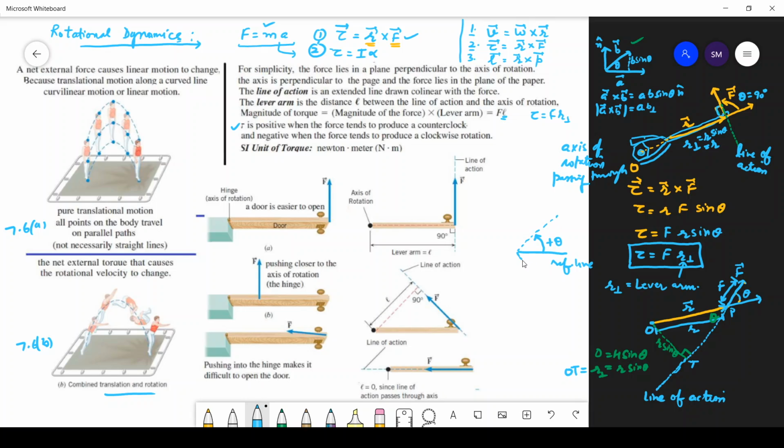And if you move in clockwise direction, then your theta will be positive. So here also, in which direction are you moving? This is R and F. So R cross F, you are moving in which direction? Positive direction. So tau will be positive. Is this clear, students? If this is your R, this is your F, and you are moving from R to F, you will get positive tau.